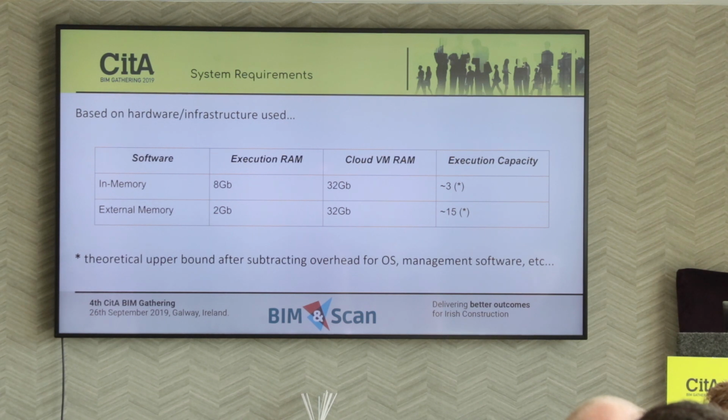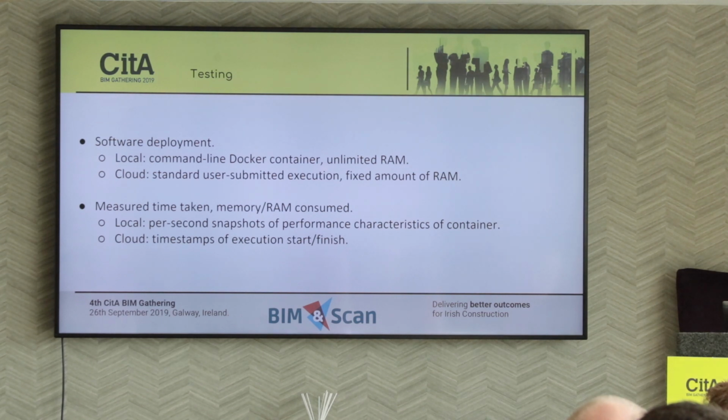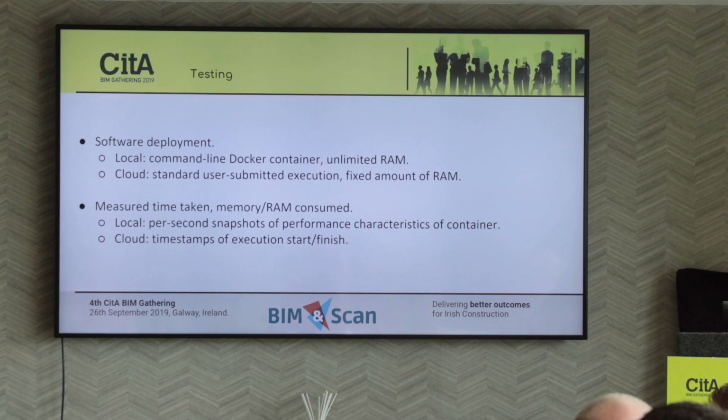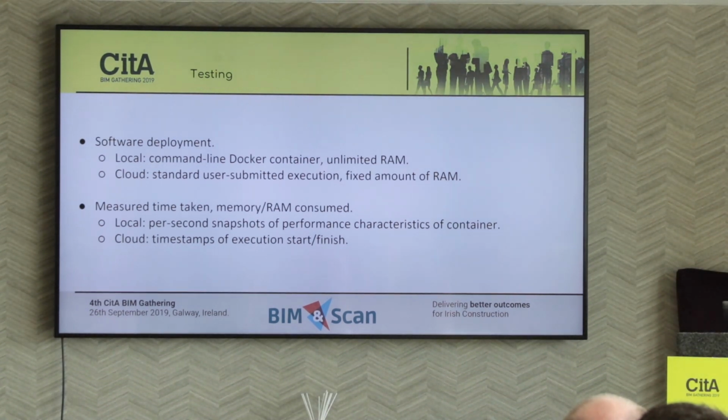So what we did was we adapted our software and we started running tests on how this would work. So we deployed it 2 times. We did it locally on a desktop, so basically using the command line like before and giving it unlimited RAM to see how much it actually ended up using. And in the cloud, which was the standard method for user submitted executions, which was a fixed amount of memory, which was the 2 gigabytes as mentioned, or 8 gigabytes for the old version, 2 gigabytes for the new version. And then when we measured what was happening, we did this by taking per second snapshots of the performance characteristics of the execution, i.e. the container that is holding that execution.